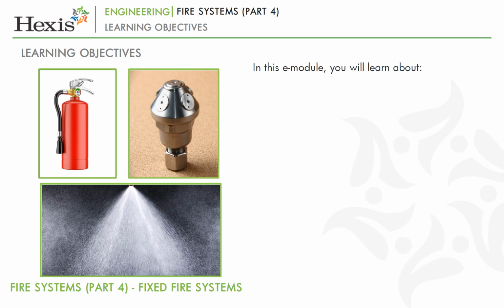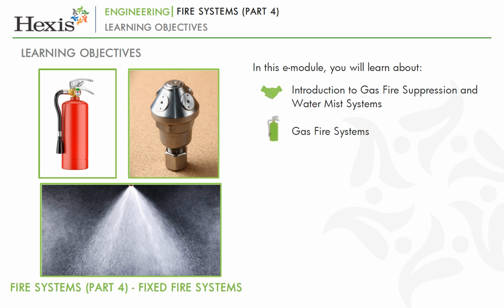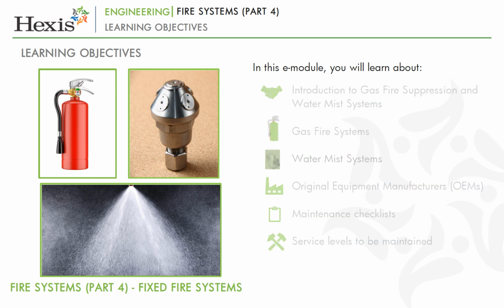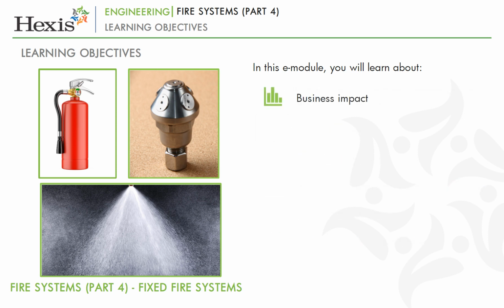At the end of the e-module, you will be able to understand what gas fire suppression and water mist systems are, learn in detail about gas fire suppression systems, learn in detail about water mist systems, know about the maintenance checklists of gas fire suppression and water mist systems, know the service levels to be maintained, understand the impact on business, and understand the top 5 issues or troubleshooting ideas.